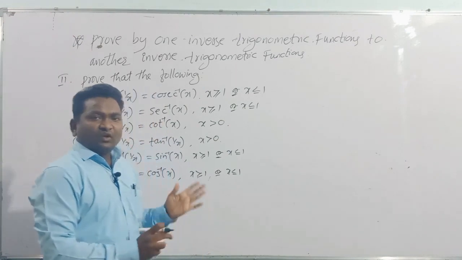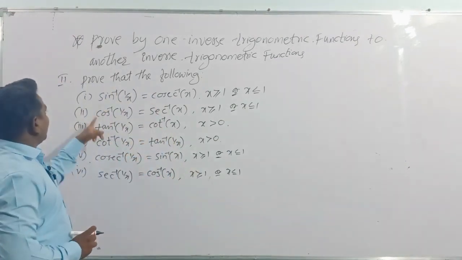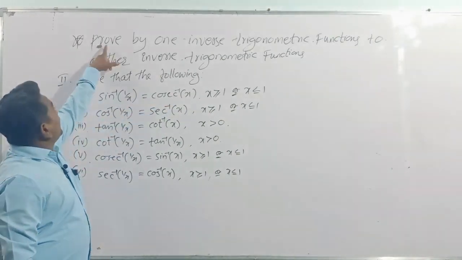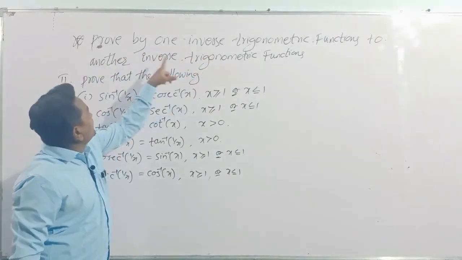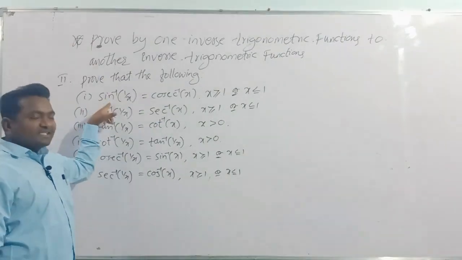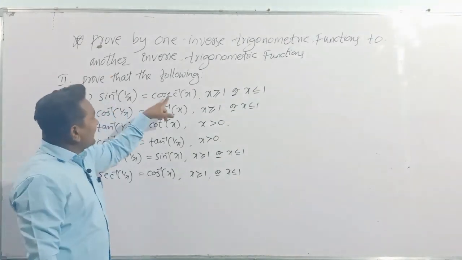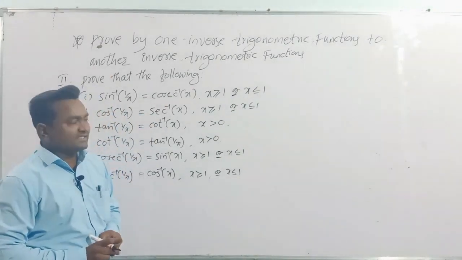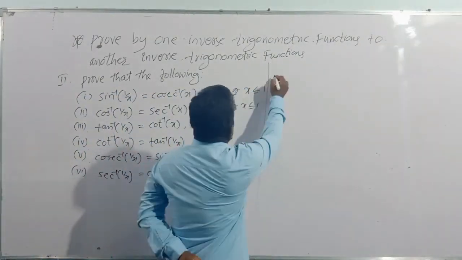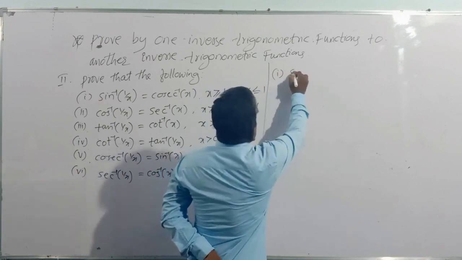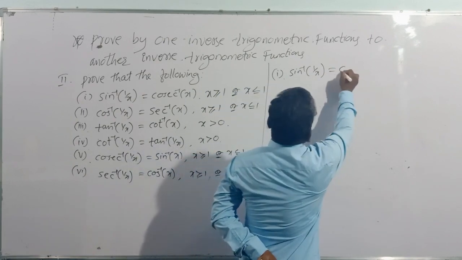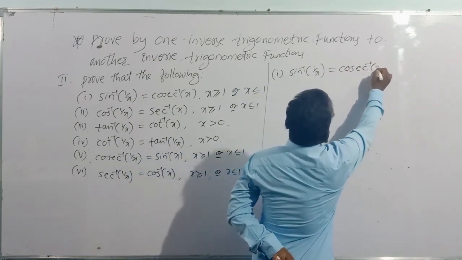Now let us prove them one by one. First one is sin inverse 1 by x is equal to cosec inverse x. We are proving one inverse trigonometric function in terms of another, meaning the LHS has an inverse trigonometric function and the RHS also has an inverse trigonometric function. We have to prove them one by one. First one is sin inverse 1 by x is equal to cosec inverse x.